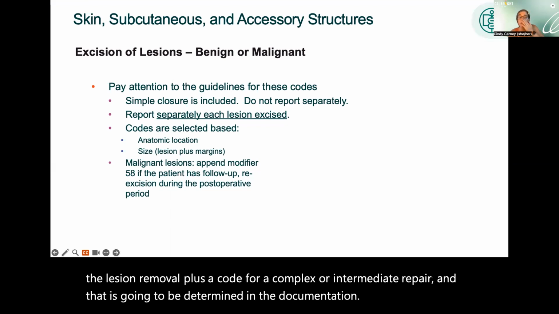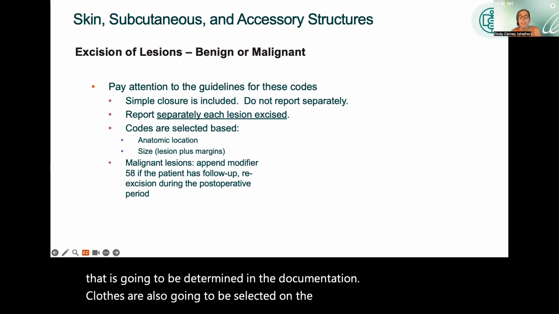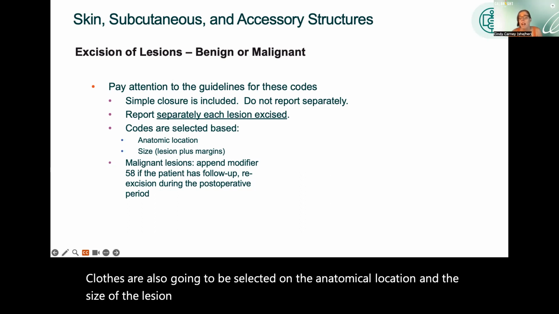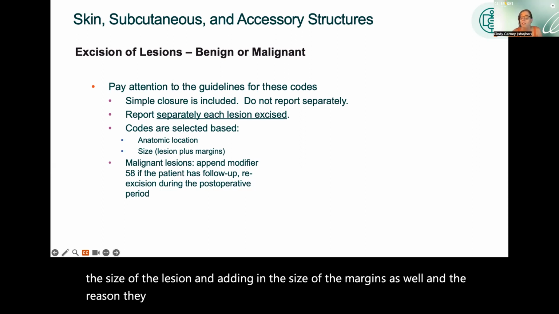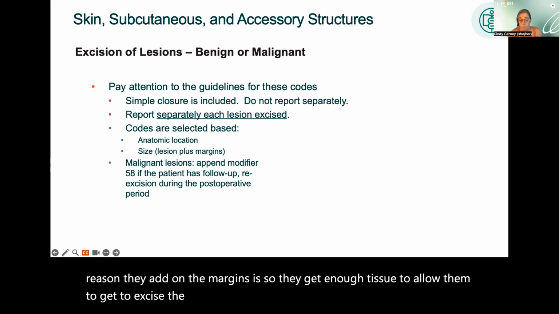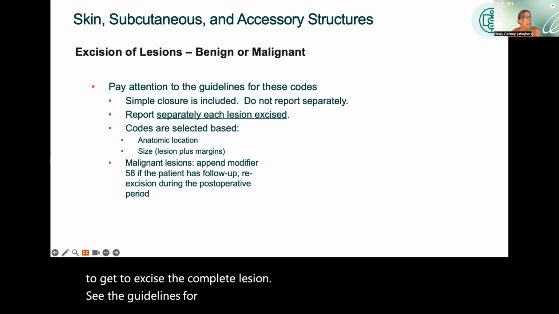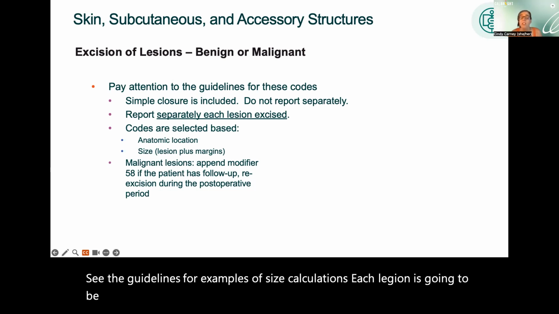Codes are also going to be selected on the anatomical location and the size of the lesion. The size is calculated prior to the excision by measuring the size of the lesion and adding in the size of the margins as well. And the reason they add on the margins is so they get enough tissue to allow them to excise the complete lesion. See the guidelines for examples of size calculations. Each lesion is going to be removed. Each lesion removed is separately reportable.